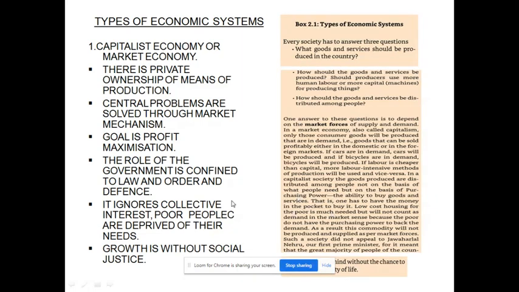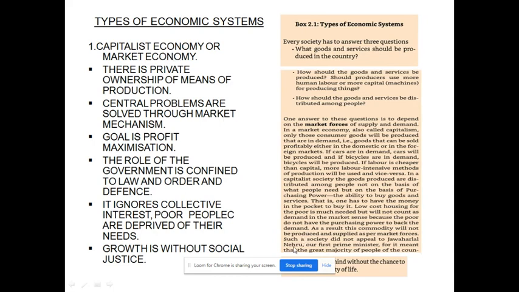So this point here makes clear that the capitalist system ignores collective interest. Poor people are deprived of their needs because, as you can see, only those who have the ability to buy the goods can purchase the goods. Therefore, even if the poor are in need of housing facilities, it will not be counted as demand in such a market economy because they do not have purchasing power to back that demand. So I hope so far these points make the capitalist type of economic system clear to you.